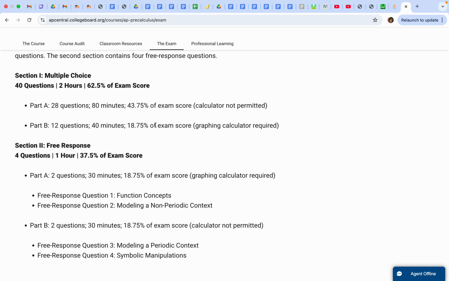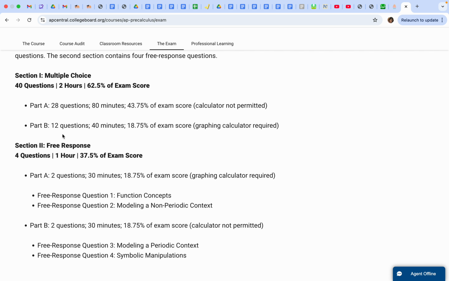For this problem together. First, your mom was asking about time. So just real quick, the structure of the exam is set up this way. You have multiple choice in section 1. There's 40 questions, and this is 2 hours, and it's divided into 2 sections. Part A is 28 questions. You have 80 minutes for that section, and you're not going to have your calculator.